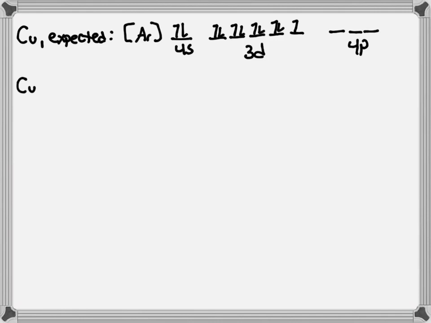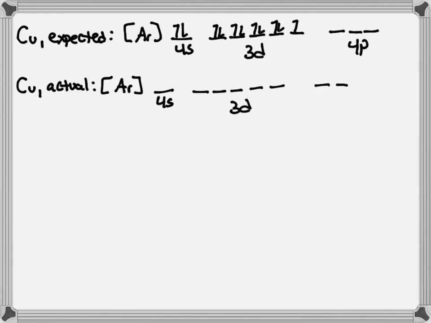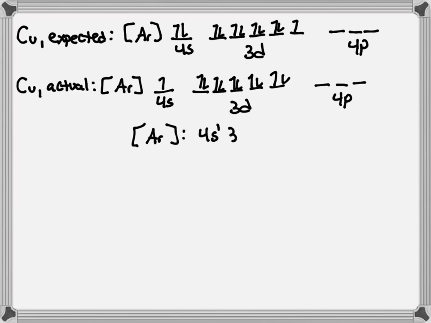so what we see is argon. We see 4s, 1, 2, 3, 4, 5, 3d, 2, 3, 4p. What we see is a single 4s, and then 1, 2, 3, 4, 5, 6, 7, 8, 9, 10, 3d. So the actual for copper is argon, 4s1, 3d10.